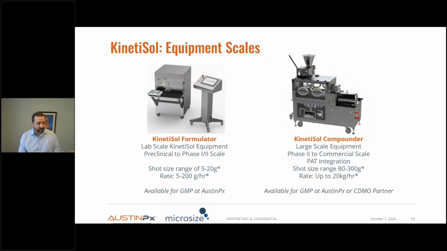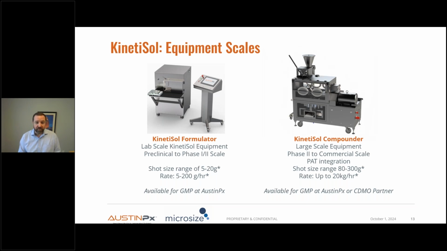A shot, which I'll talk about in more detail later, is about 5 to 20 grams. And when we manually process these shots on a formulator, we can achieve production rates anywhere from 5 to 200 grams an hour, which is more than suitable for a phase 1 clinical trial.